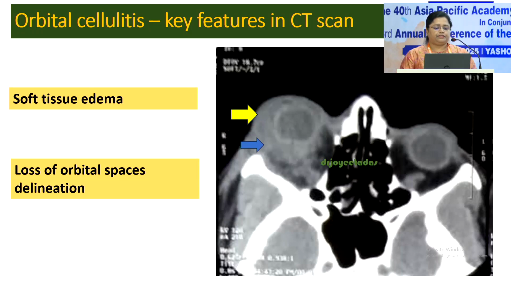In the key picture of CT scan in orbital cellulitis, we see soft tissue edema. In orbital cellulitis, both the preseptal area and the postseptal area are enhanced. The second point is loss of orbital spaces delineation. You cannot clearly delineate the demarcation of intraconal space, extraconal space, nerve, etc.